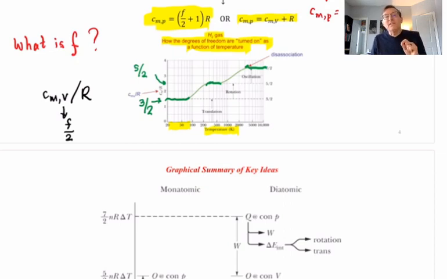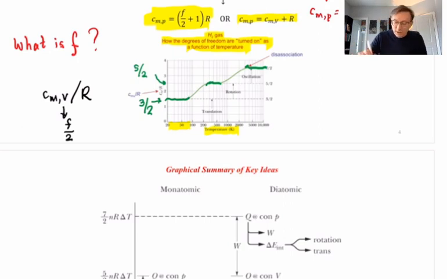What you are likely to see is translation with F equals 3 at very low temperatures. And if you're at room temperature, translation plus 2 more degrees of freedom from rotation for an F of 5. So you do need to be aware of the temperature of your diatomic gas. That way you'll know what the F is.